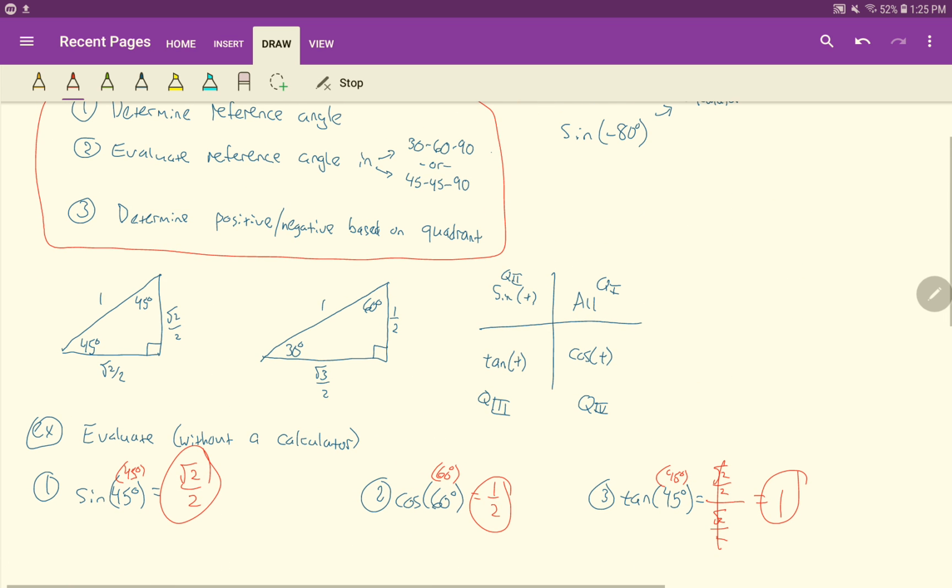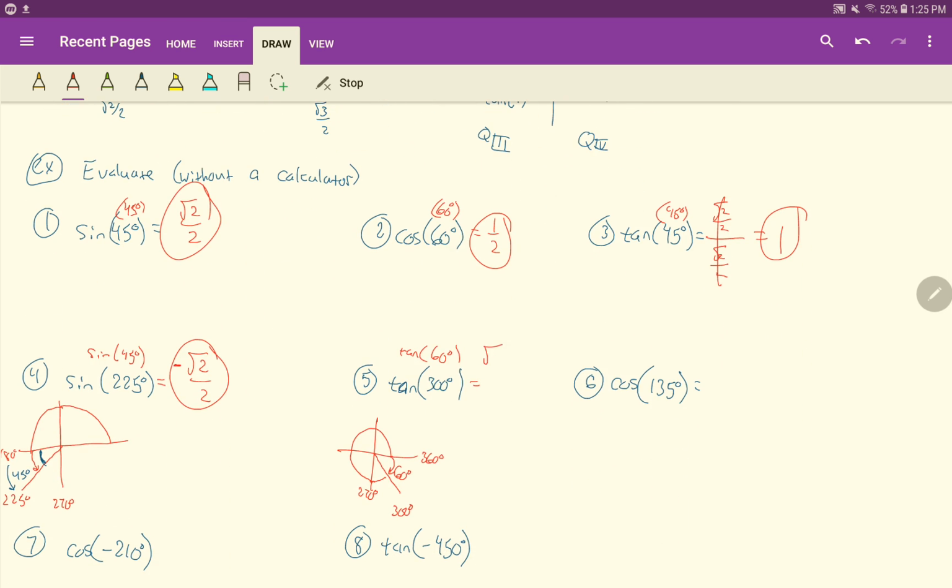So you go up to our 30, 60, 90 right triangle here. There's 60. We're going to do tangent. So tangent is opposite over adjacent. So root 3 over 2 over 1/2. But again, instead of dividing, we'll change it to multiply by the reciprocal. So it's root 3 over 2 times 2 over 1. The 2's cancel, and so we'll have just root 3.